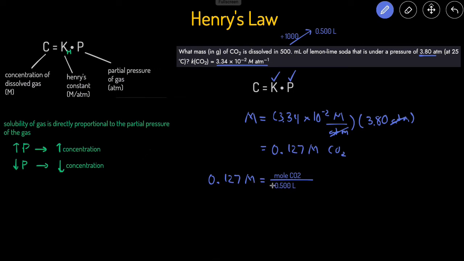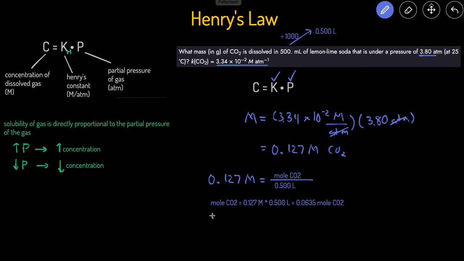Now we can multiply both sides by 0.500 to get the moles of CO2. So the moles of CO2 will be equal to 0.127 molar times 0.500 liters, which gives you 0.0635 moles of CO2.